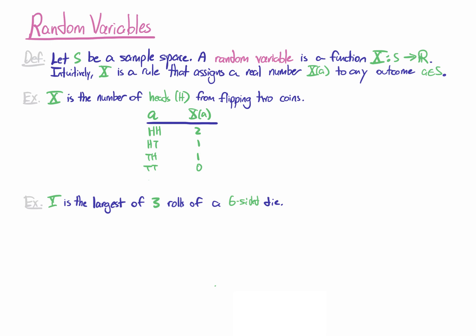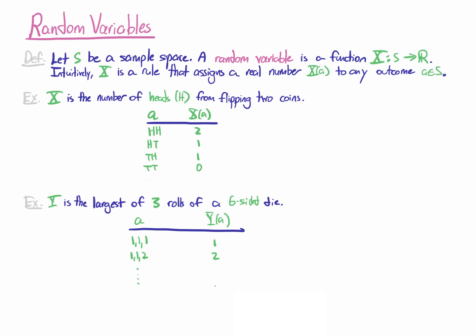Here's another example we can do. Let Y, a different random variable, be the largest of 3 rolls of a 6-sided die. So I'm going to roll 3 dice. I am going to look at the largest of those rolls, and that is going to be the value of my random variable. So let's look at a few examples here. One way my 3 rolls could come up, they could all come up 1. In that case, the largest value is 1, and so my random variable would have value 1. On the other hand, maybe one of them comes up 2. That's the largest, so my random variable would have that value.